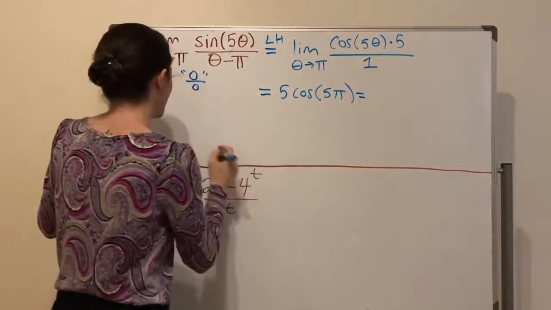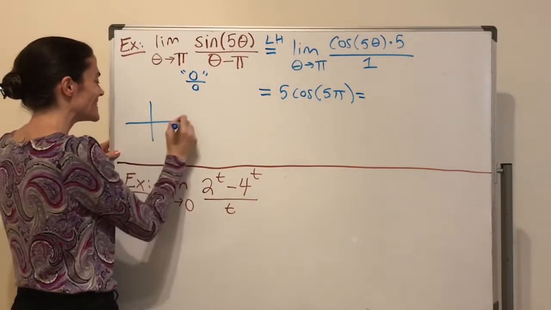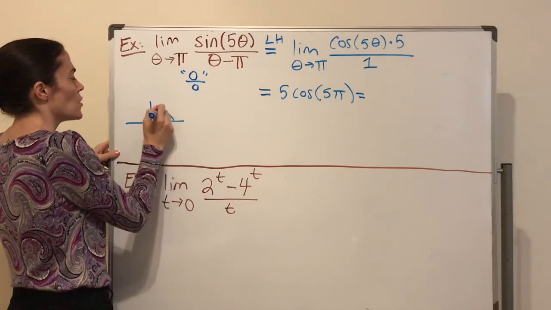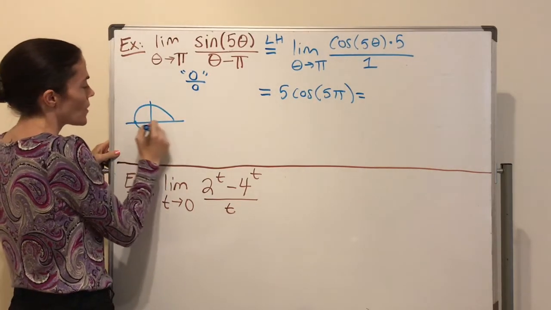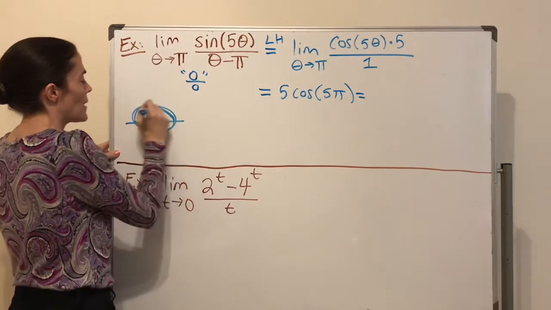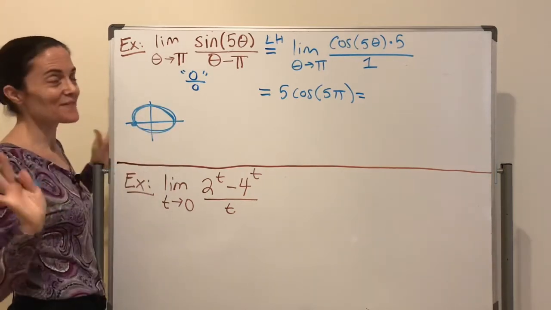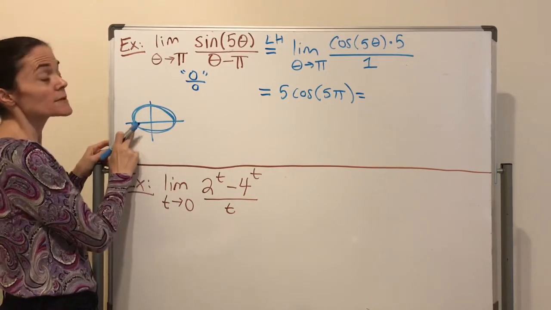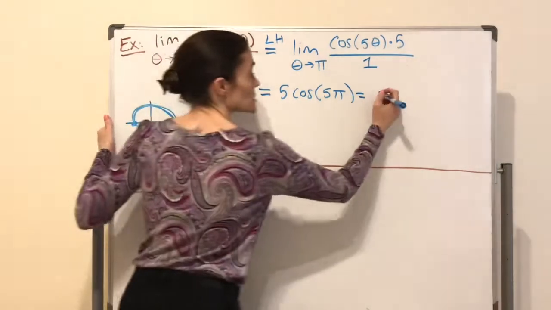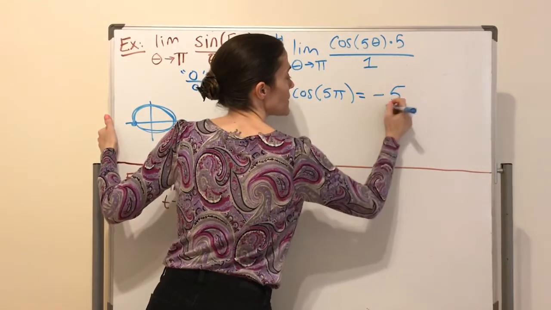And if we think here, this is here. Well, we will go around 2 pi, 4 pi, and then out here, again, 5 pi is here. The cosine is minus 1, so this limit is minus 5.